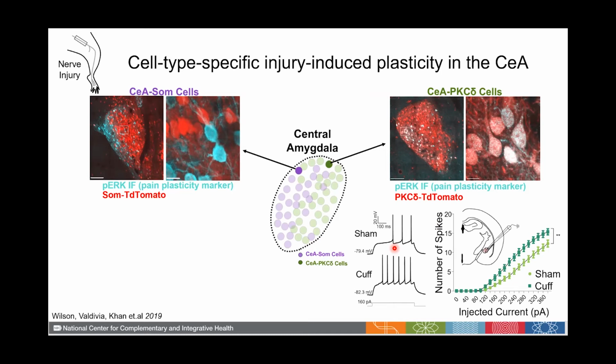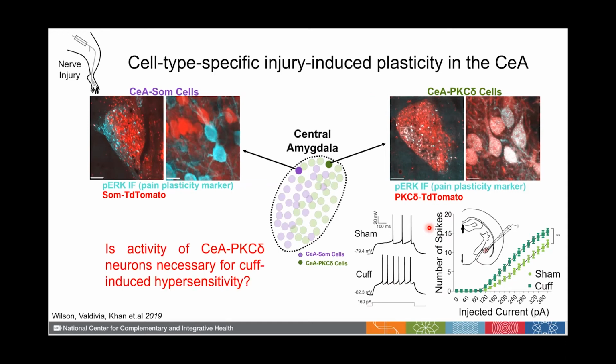We then followed this up with electrophysiology in acute slices, and when we patch the neurons that express PKC delta, consistent with the histology data, we observe increased excitability in the cuff animals compared to sham. This is expressed as an increased number of spikes, as you can see here in the representative traces and the summary graph, in response to depolarizing current injection. So basically, all of this together was pointing to the central amygdala PKC delta neurons being involved in promoting pain.